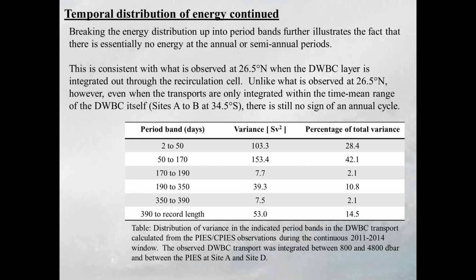If we break up the energy into period bands, that's another way to look at the same thing, and what you can see very quickly is the percentage of the total variance that's at the semi-annual period or the annual period is very, very small. The majority of the energy is at these shorter timescales. 60, 70% of the variance is at sub-semi-annual. So a lot of this energy is very high frequency stuff that wouldn't be captured by annual sections or anything like that either. That's another thing that illustrates how important it is to have continuous measurements over time.